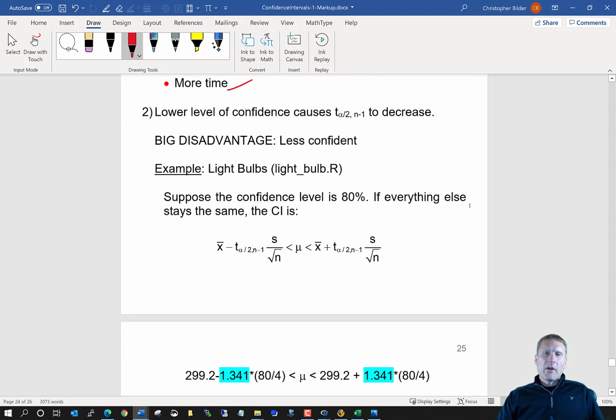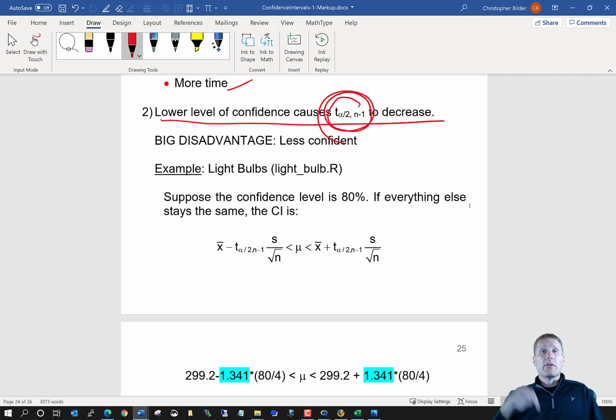Well, what's another way that you can make the interval narrower, or decrease the width of the interval? Well, lower your level of confidence, because this value here is going to go down. Try it out on your own, verify that indeed that does happen. Of course, there's a big disadvantage, and that is now you're less confident.